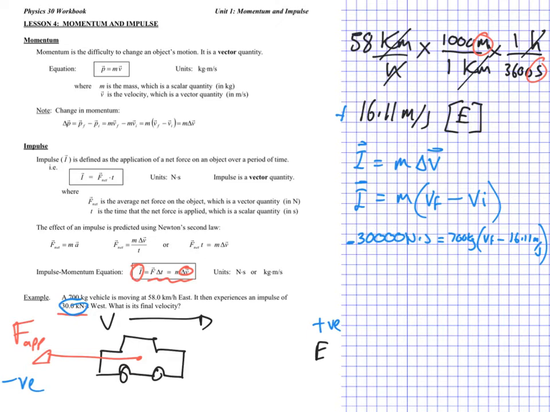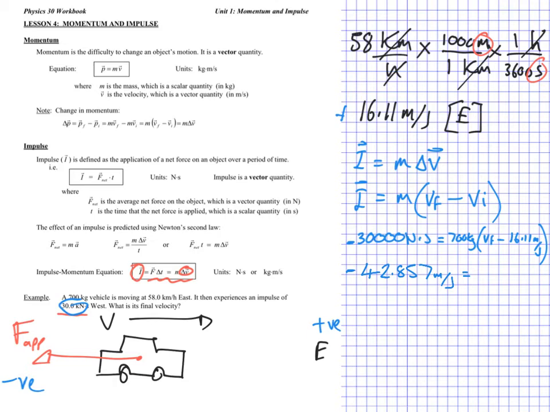And then if I divide my 30,000 divided by the 700, well, it's a negative 30,000, I'm going to get negative 42.857. And that's my meters per second.